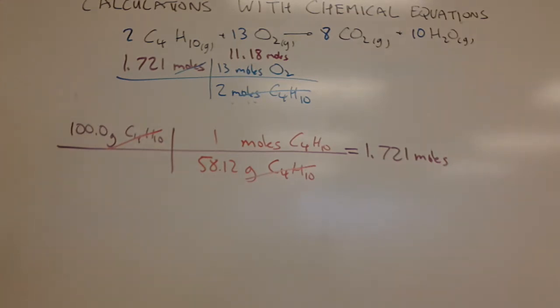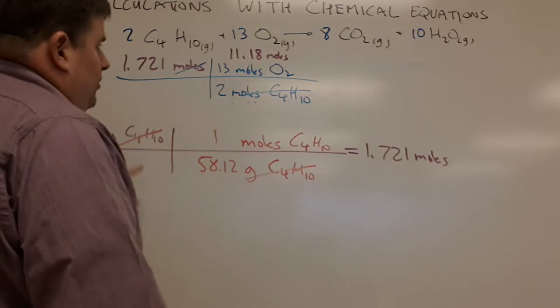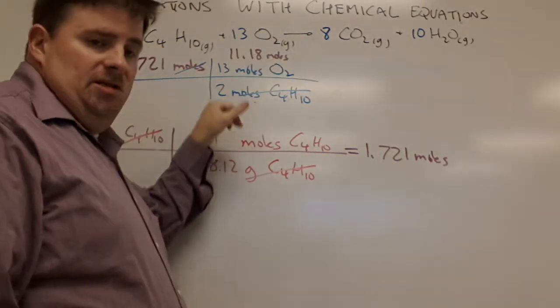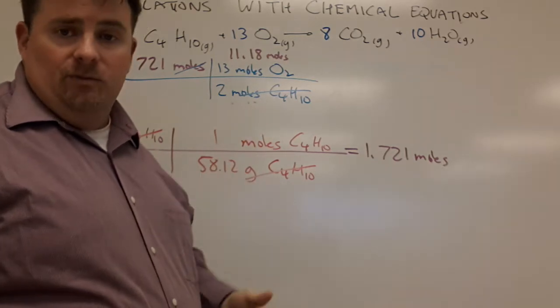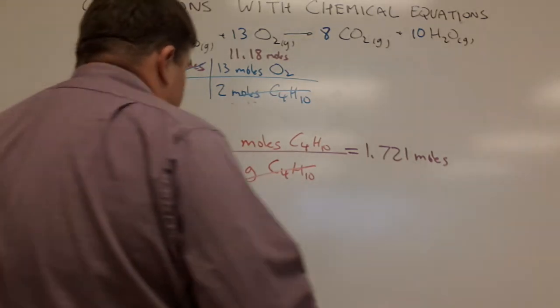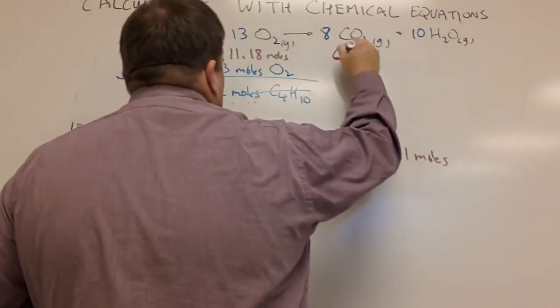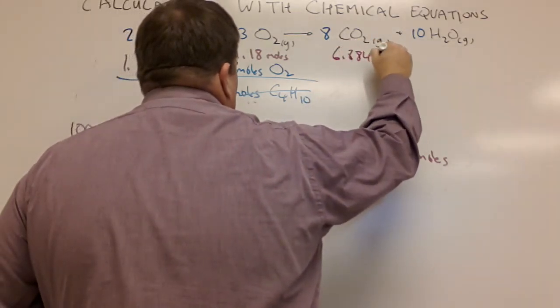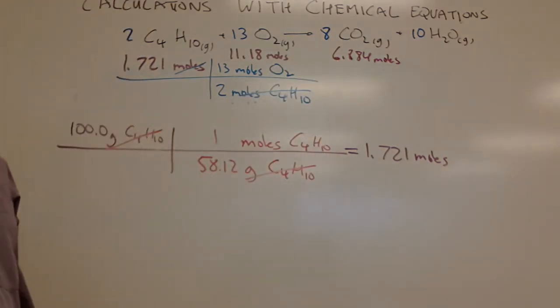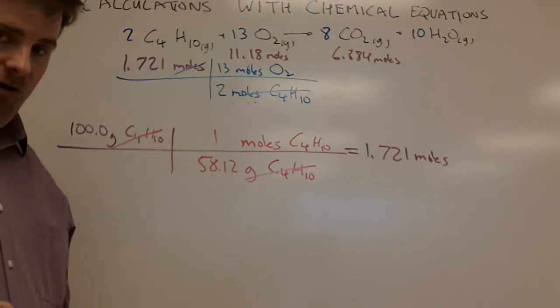All right? So, if I continue doing this type of thing, in this case my ratio is 2 to 8. So what's this number going to be? I have to multiply by 4, that's correct. Okay? So 1.721 times 4, I get 6.884. Because I've got a 1 to 4 ratio between these two, or 2 to 8 ratio. Any way you do the math, so long as you multiply by 4, you're getting there.